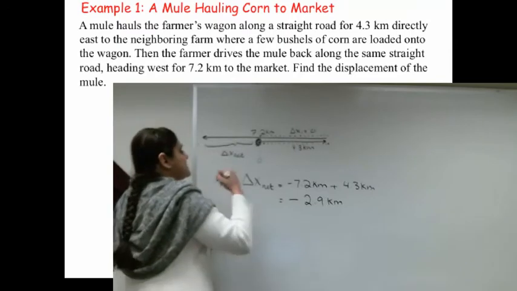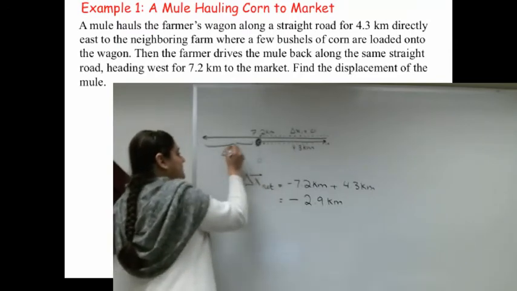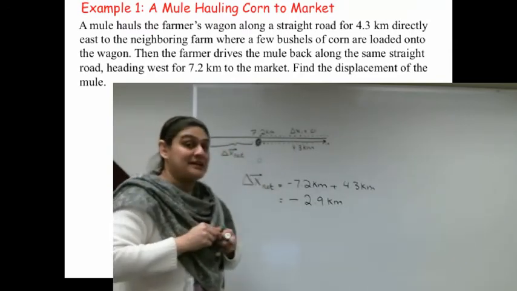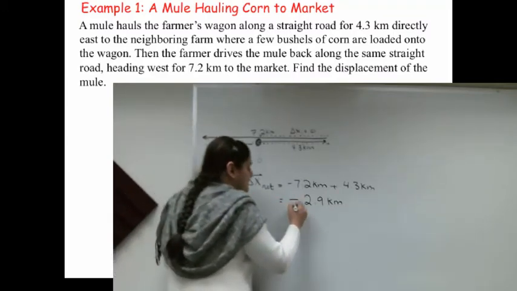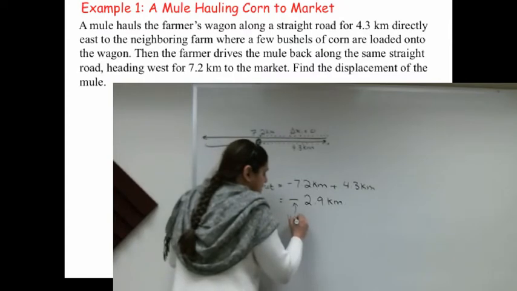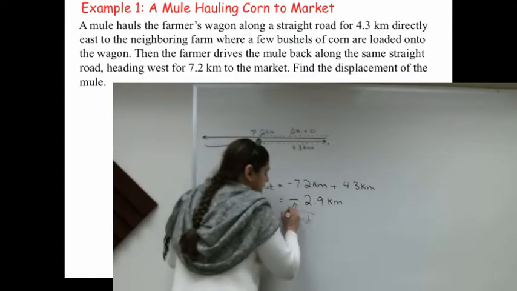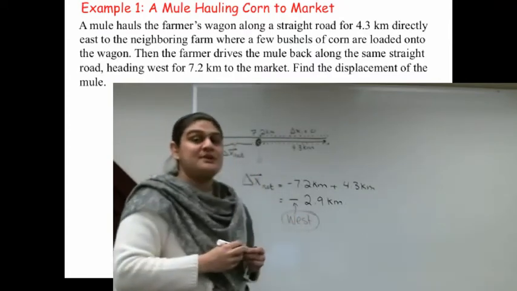Now, this is a vector, right? So displacement is a vector quantity. What does my minus sign indicate? My minus sign indicates the fact that I am now moving west, right? Or towards the negative side.